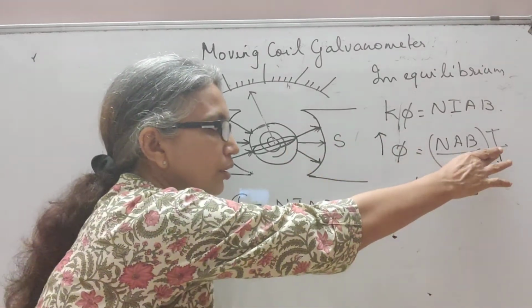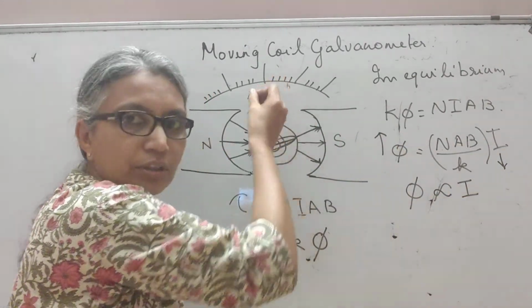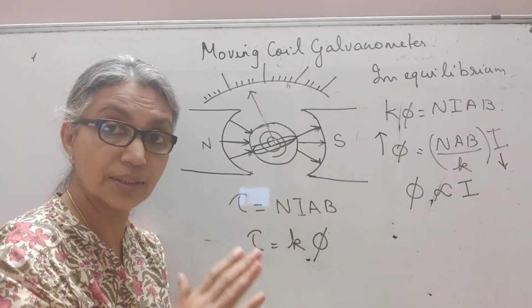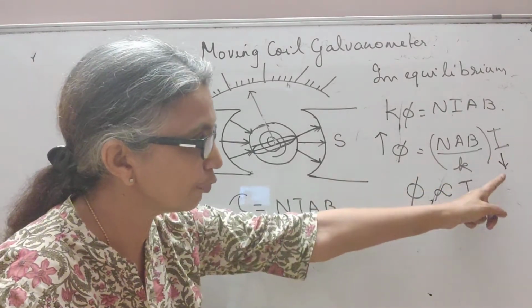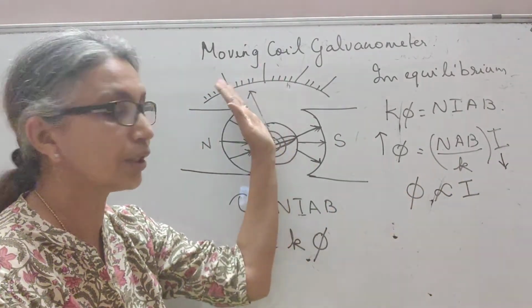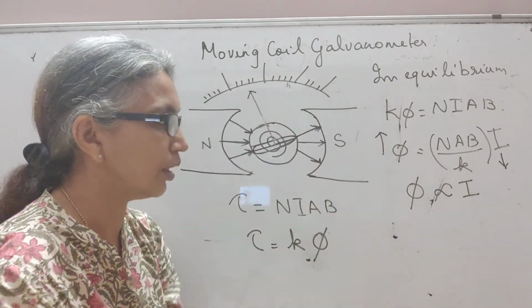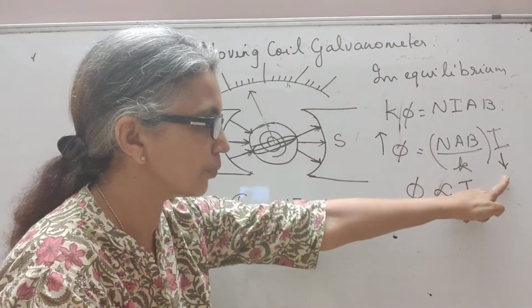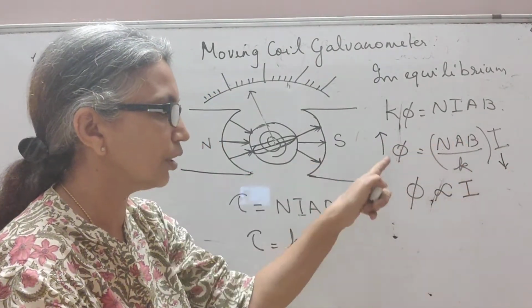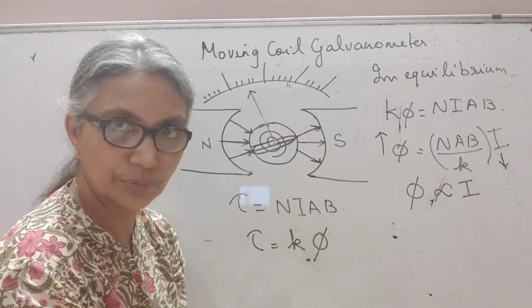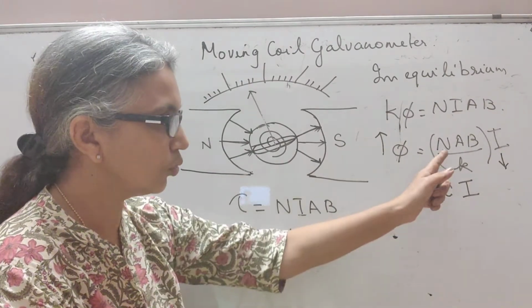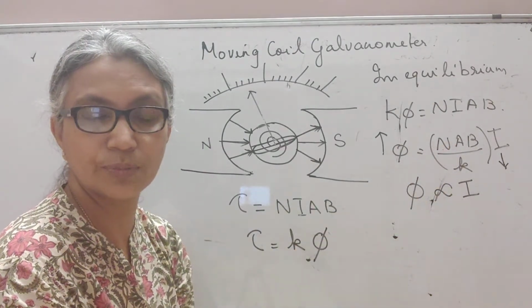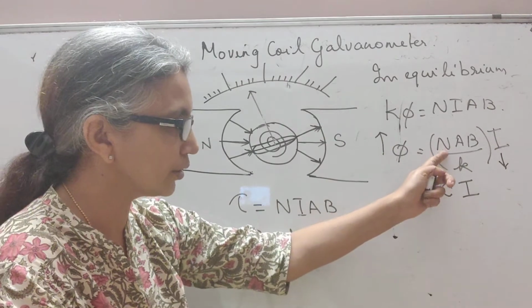Suppose you pass very small current and the deflection is extremely small, not even noticeable, then your galvanometer is not really sensitive. So if your galvanometer is highly sensitive, it means that even for small currents, you must have the needle showing large deflections. For this to be large, this NAB by K must be large. So even if the current is small, if this ratio is large, then you will have a large deflection. So to make your galvanometer highly sensitive, you can increase the number of turns. You won't increase the area because then your galvanometer will become too bulky. So you can increase the number of turns.